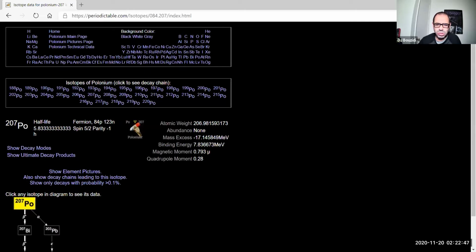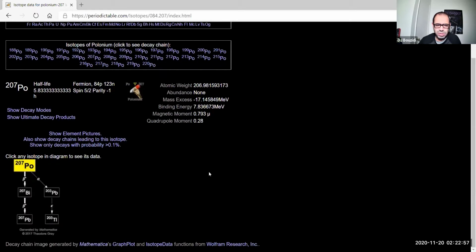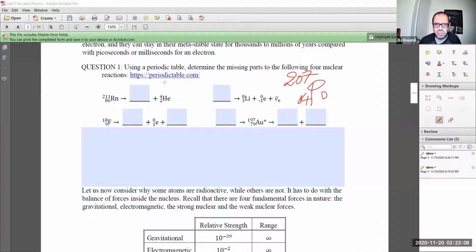Atomic weight, it's 206.98. That tells you how strong it is, in terms of the excess mass and how much binding energy in mega electron volts. So it's really a lot of information about this element in here. Okay, so again, let me stop sharing the screen in here. Let me go back into your questions in here. We found this question in here. Okay, this one in here.